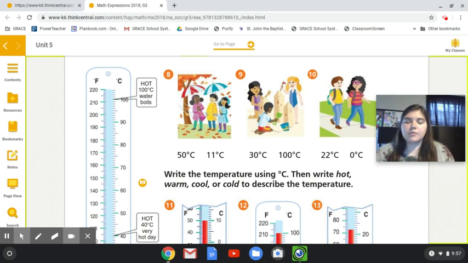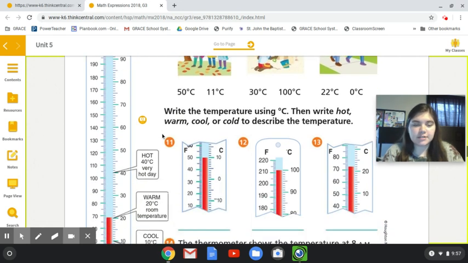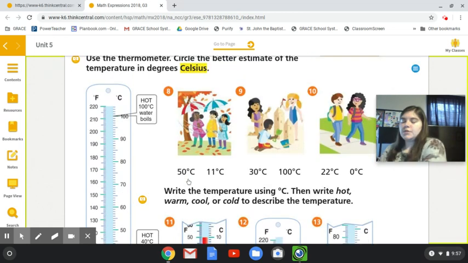It shows kind of a windy day. They have coats on. So do you think it's 50 degrees Celsius, which would be here, which is above 40, that we know is a very hot day? Or do you think it's 11 degrees Celsius, which is closer to that cool temperature? Remember, we're talking about Celsius, not Fahrenheit. So for number 8, we would say that it's 11 degrees Celsius because it's cold and windy.